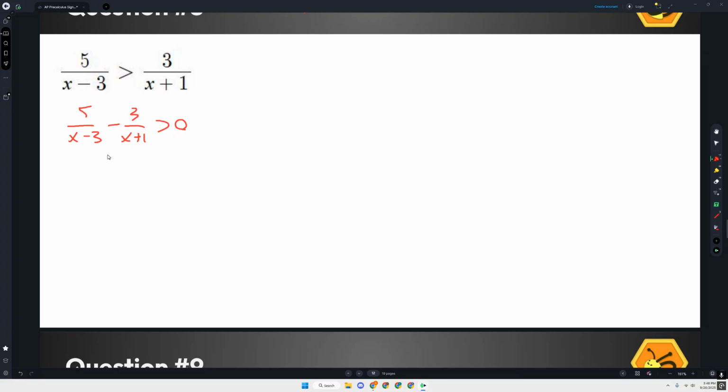Now use your sign charts and then type your answer in the chat and put sidebars on, put 2 straight lines on both sides of your answer to spoiler it. And there's 2 more questions after this, and then it's just open Q&A.